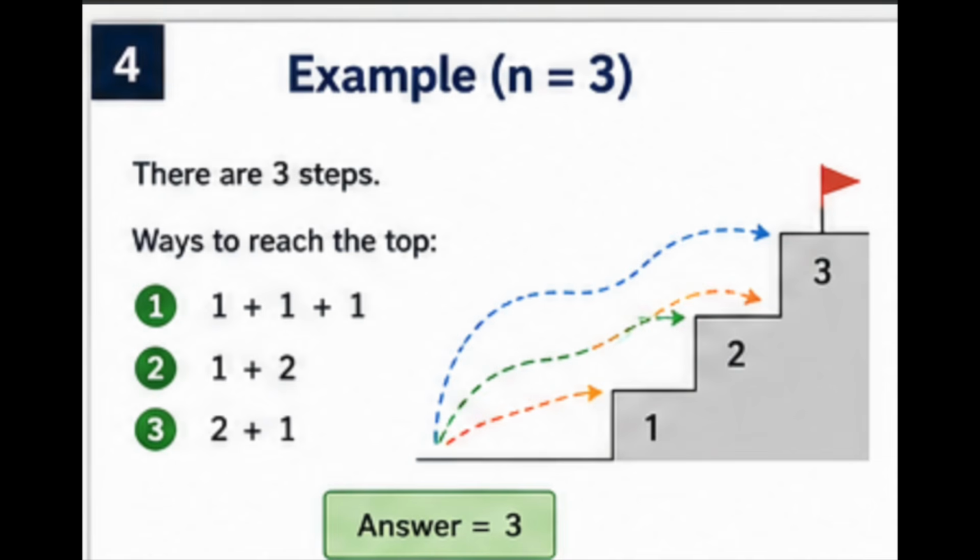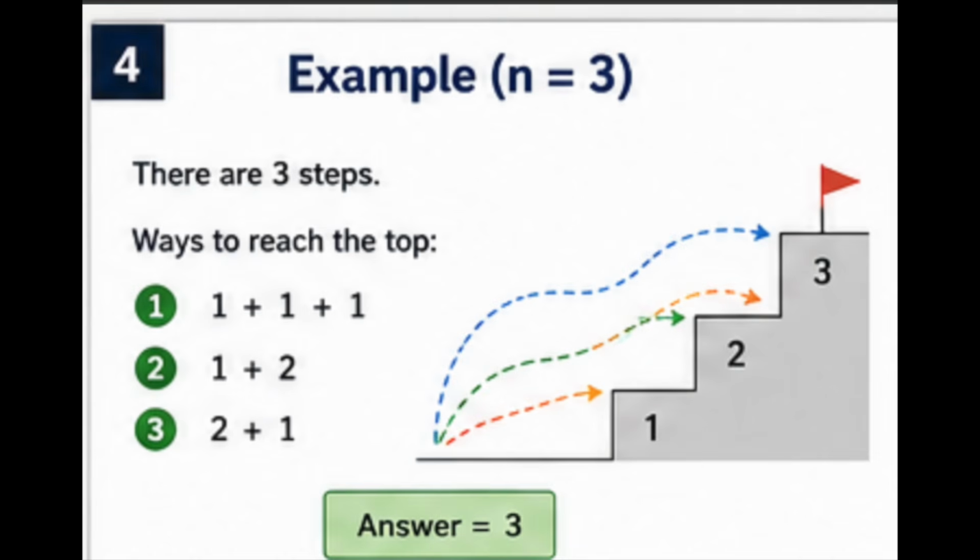Let's write every possibility. One step, one step, one step. That's one way to reach the top. You take only one step at a time. Now, the second way is one step followed by two steps. Now you reach the top. The third way is you take two steps first, followed by one step. That's all. So, for three stairs, we have three different ways.